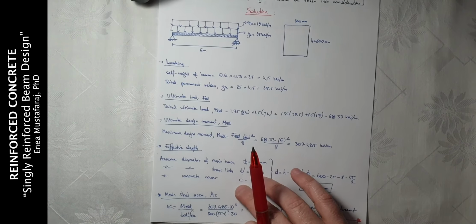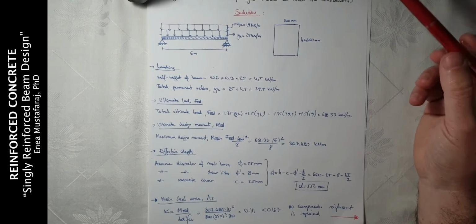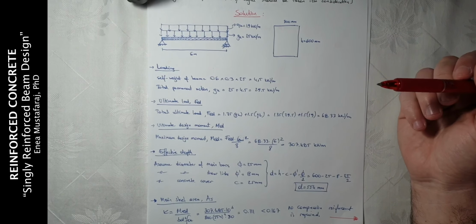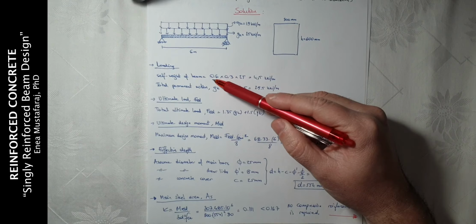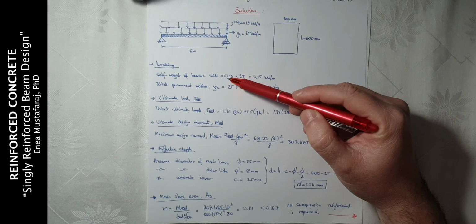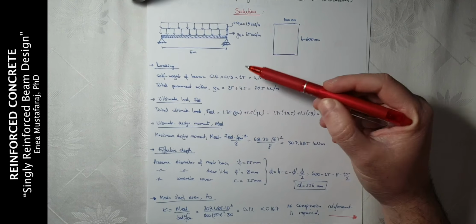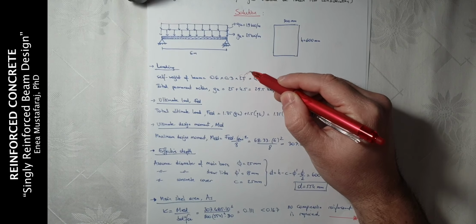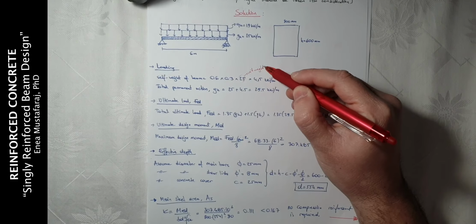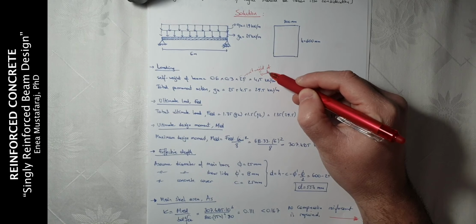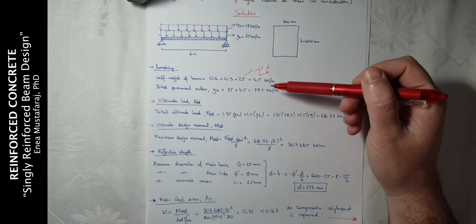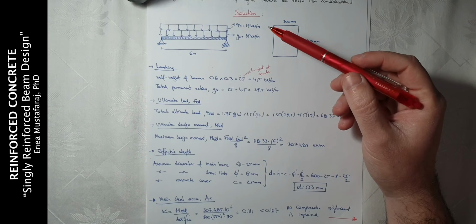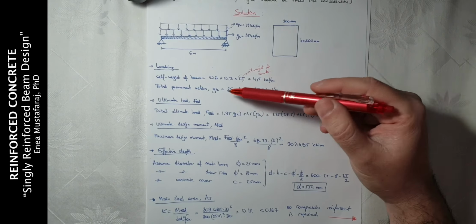The first thing we need to deal with is the loading. So for the loading, we have self-weight of the beam. Self-weight will be equal to one dimension, which is the height, times 0.3, which is the width, and 25, which is the unit weight of concrete. So at the end, we are going to have 4.5 kilonewton per meter. So the total permanent action, GK, will be equal to 25, which was given in the problem, plus 4.5 that we calculated from the self-weight, which is 29.5 kilonewton per meter.